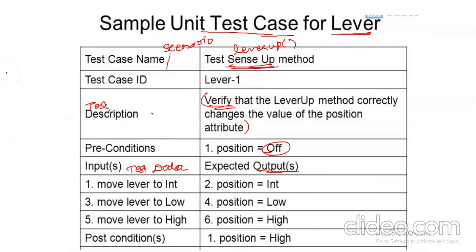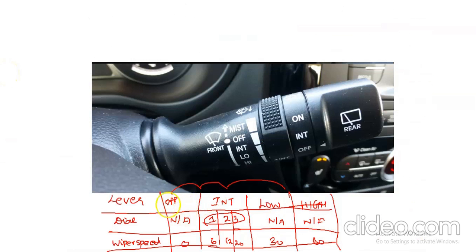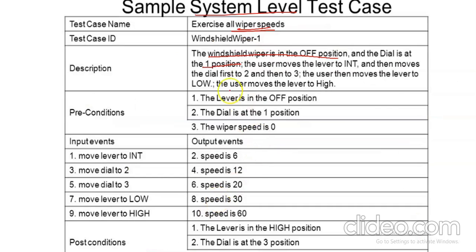Okay, we could see here what my initial states are. Lever in off. Dial is not a number, so the first initial state is 1. When it is implemented, there will be no NA for dial number, it will be 1, 2, 3, maybe like this. So my lever initial is off, dial initial is 1, wiper initial is 0. So we have mentioned all those things. When the windshield wiper is in off position, the dial is at first position, the user moves the lever to int. Okay, we have started our process.